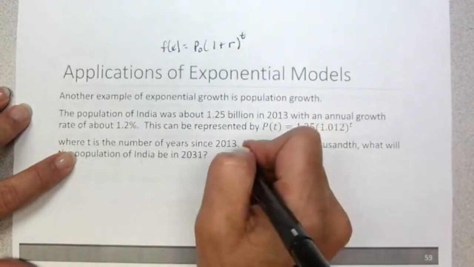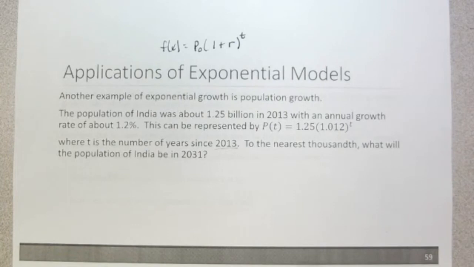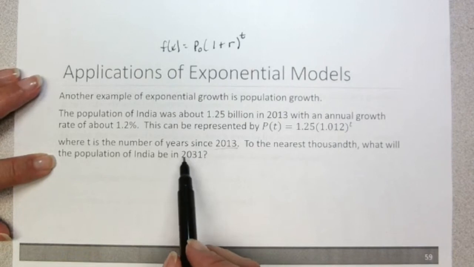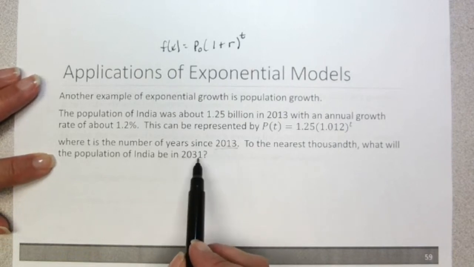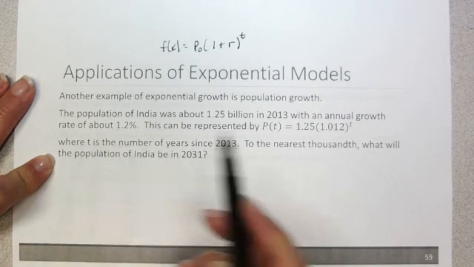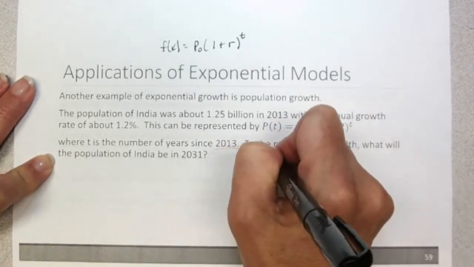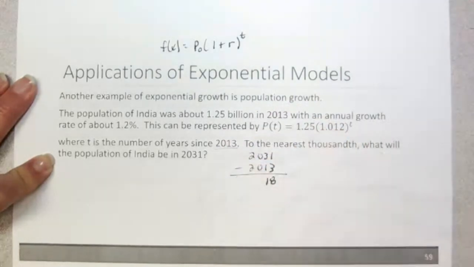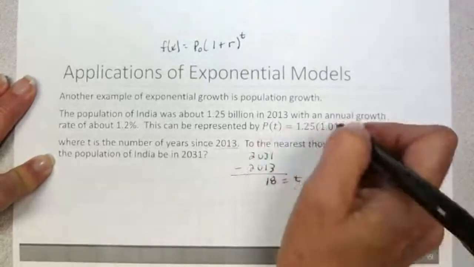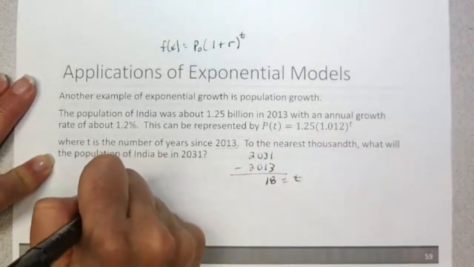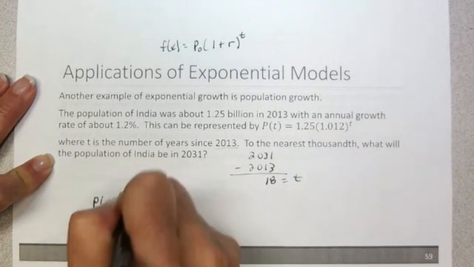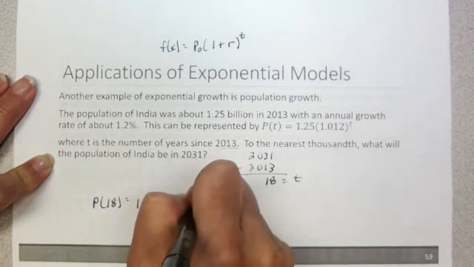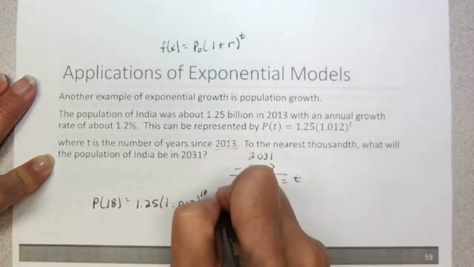T is going to be the number of years since 2013. To the nearest thousandth, what will the population of India be in the year 2031? Well, I need to know how many years after 2013 2031 is, because that's what T represents. So let's find that out. 2031 minus 2013 is 18. So 18 is my T. Now all I need to do is plug that in and evaluate my model. I'm looking for P of 18, so that's going to be 1.25 times 1.012 to the 18th power.